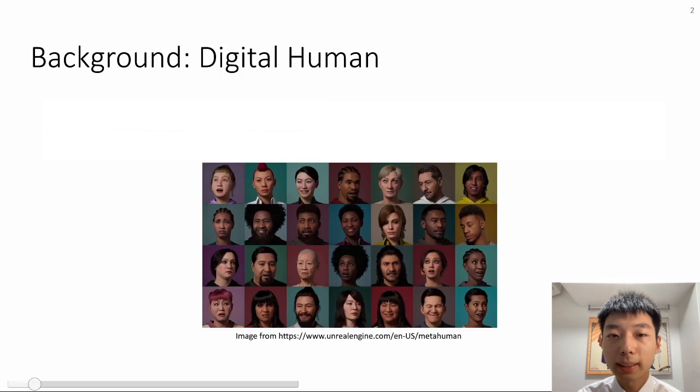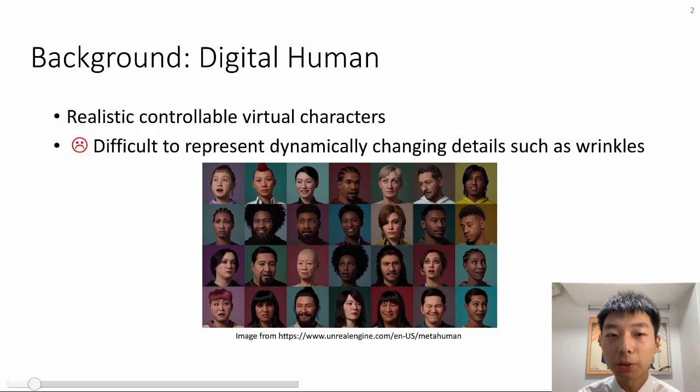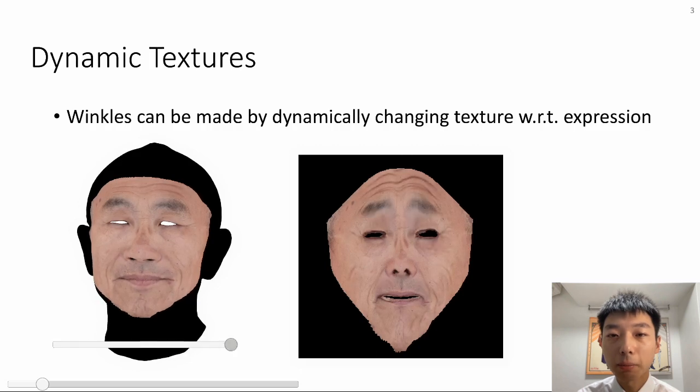Recently, the demand has significantly increased for realistic digital human models in various applications such as cinema, interactive entertainment, and the metaverse. But it has been difficult to represent details such as wrinkles and dimples that are dynamically changed with various expressions. Wrinkles are represented by dynamic textures. Here is a blend shape model. With the expression changing, the texture changed to provide fine details to the model.